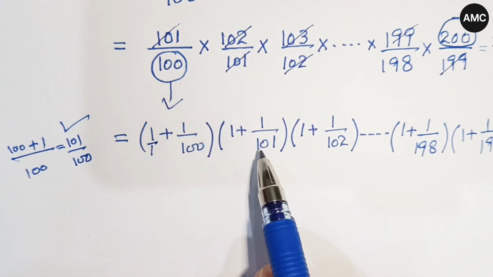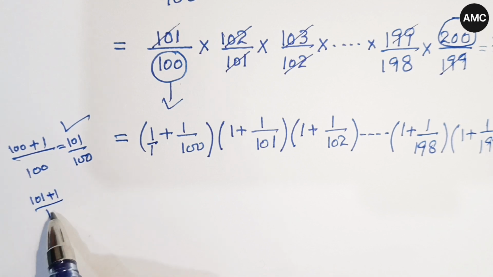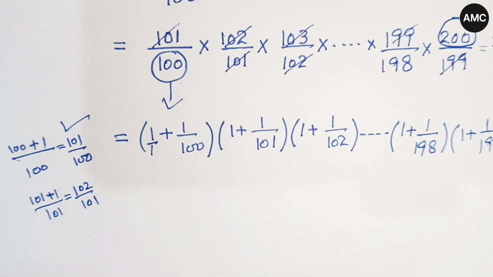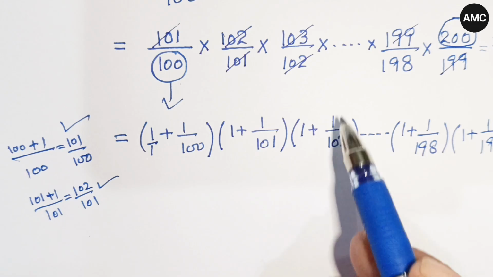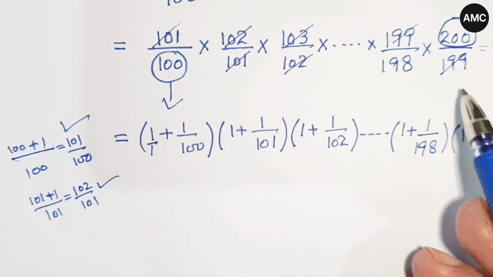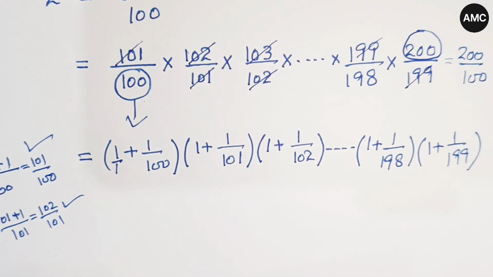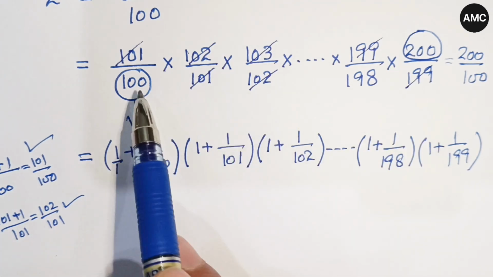Similarly, if we solve this one, we have 101 plus 1 all over 101, so we get 102 over 101. So it is equal to this one. Similarly, this is equal to this one, and all are equal to each other. So this 1 over 100 is equal to this expression here.